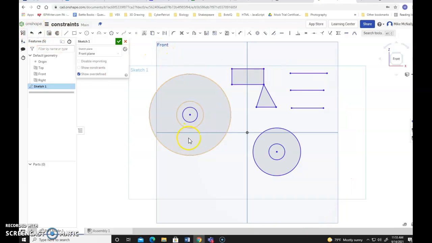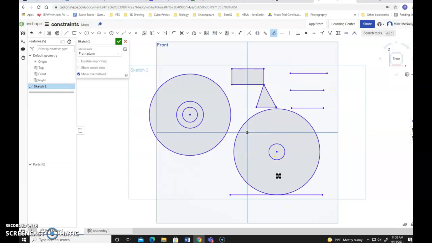Okay, so it is tangent if we extend this line out. Let's undo that, and let's try this line. And let's say tangent, line, circle. Okay, so it shows that it's making it just barely touch our line. Great. Horizontal, you can make a line perfectly horizontal on the screen, and vertical is the opposite.